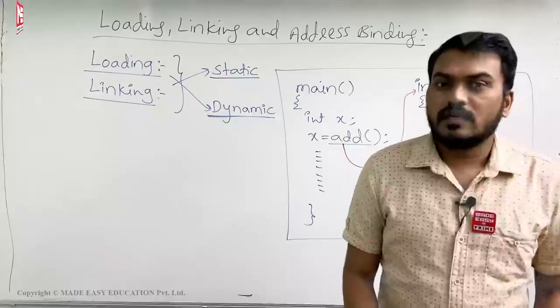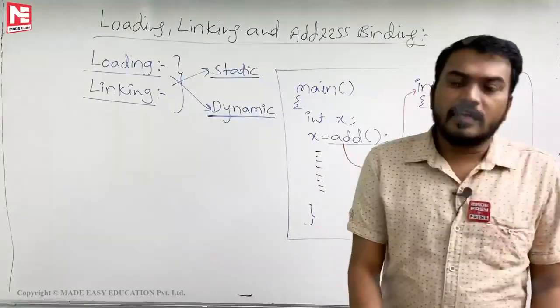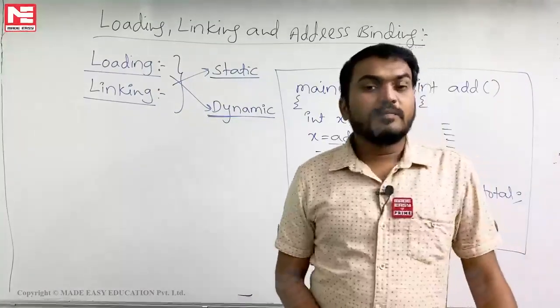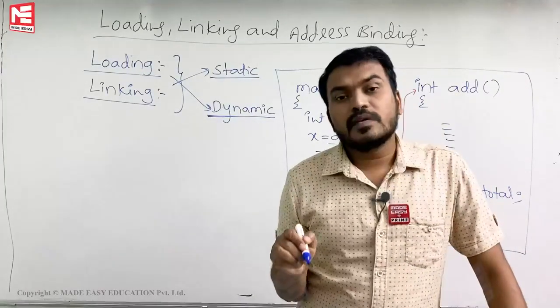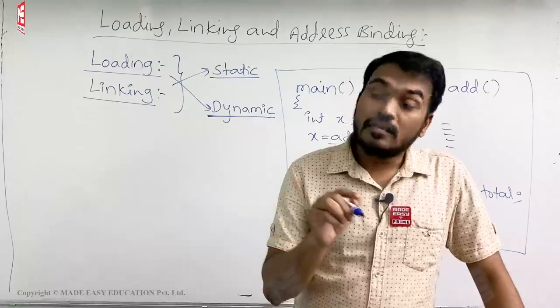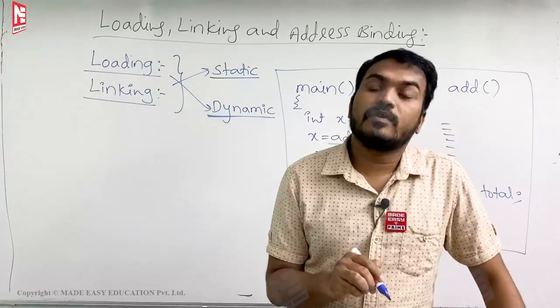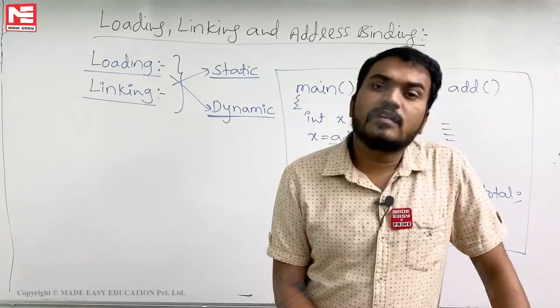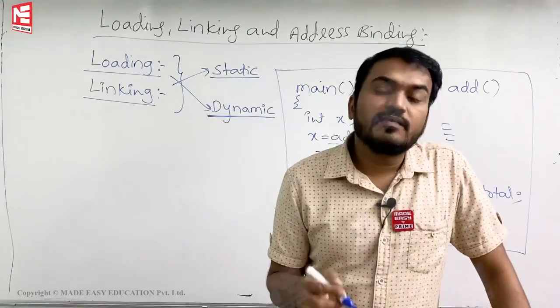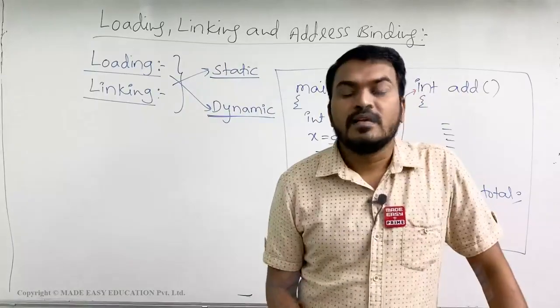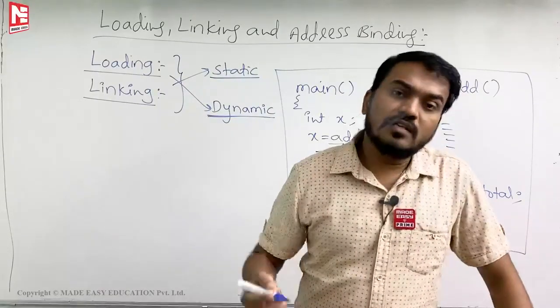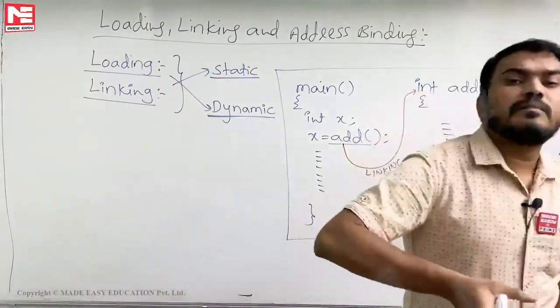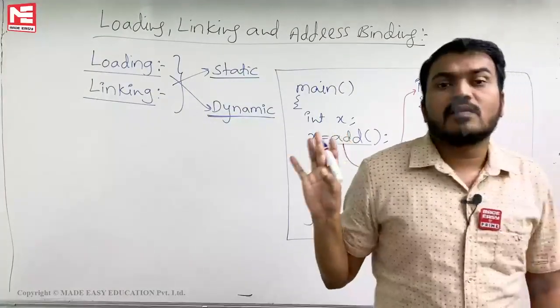So next, keep the heading dynamic. Now what's the meaning of dynamic? Listen here. Dynamic means loading the program into memory on demand. Loading the program into memory on demand is called as what? Dynamic. So on demand का मतलब क्या होता है? On demand means whenever it is required. So whenever it is required, then only that particular part of the program will be loaded into memory. So that is called as what?